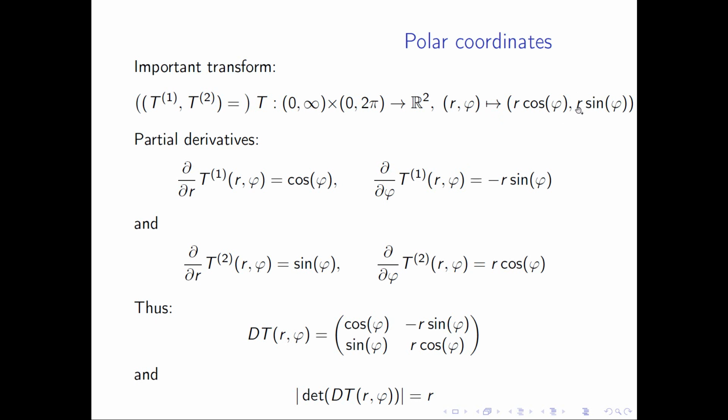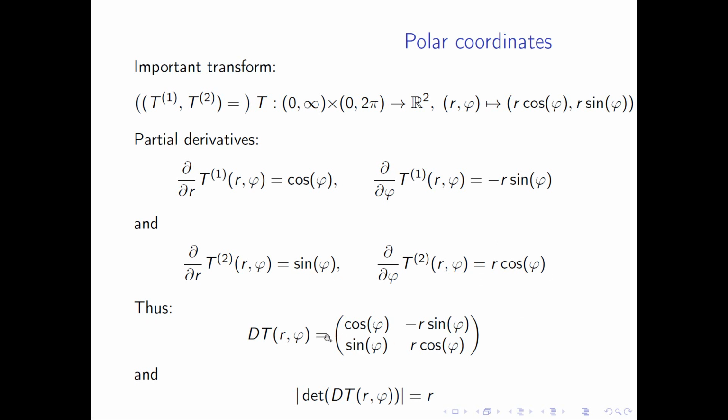So what are the partial derivatives? We can differentiate T1 with respect to r and with respect to phi. Differentiating with respect to r, just the r disappears. Differentiating the cosine gives us minus sine. And the same we have for the second component, T2. Differentiating with respect to r, only the r in front of the sine disappears. And differentiating sine gives us cosine. So here we have r cosine phi, and we can collect this in the Jacobi matrix. Here we have cosine phi, minus r sine phi, sine phi, r cosine phi.